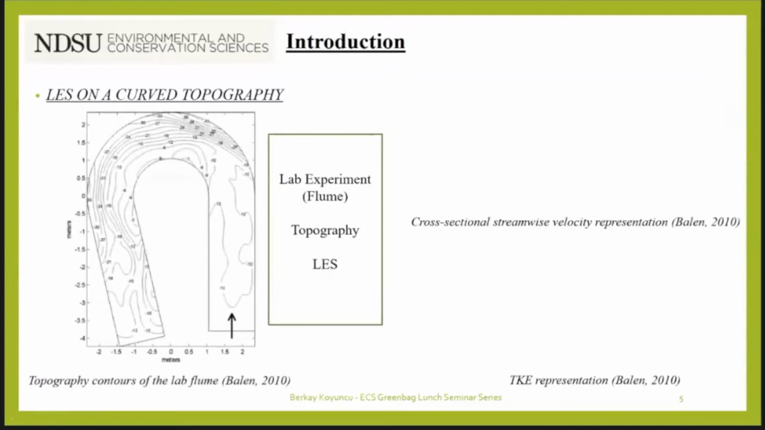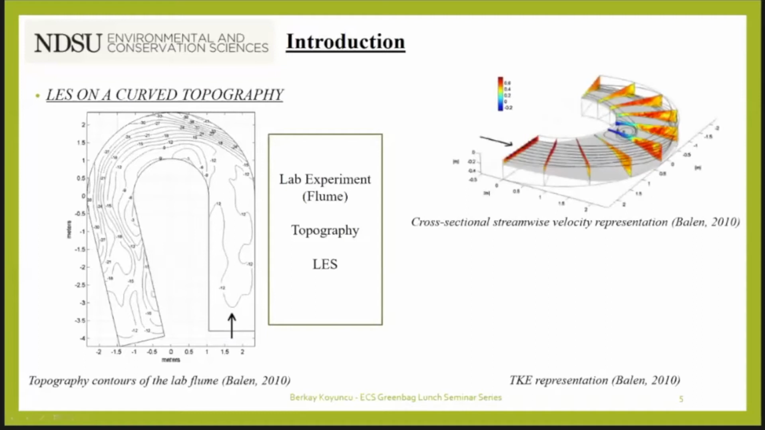So this is from Balan's paper, and this is the flume that he used in his experiment. You can see the contours in here. He has a topography, and he also performed LES. LES means large eddy simulation. It's a mathematical model that I will show some details about. And this is the representation of his bend. This is the streamwise velocity, and you can see the location of the maximum velocity by representing it in this three-dimensional cross-sectional way. And basically, he's analyzing the effect of that topography on this velocity distribution. That was his contribution, actually.